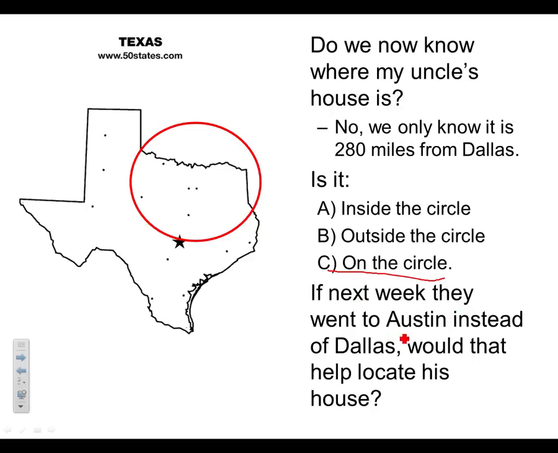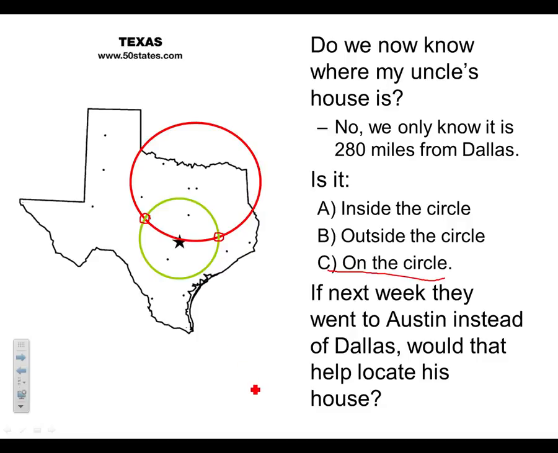If next week they went to Austin instead of Dallas, would that help locate the house? Definitely, because then we could draw a second circle. Let's say we found that from Austin, it's 200 miles. So now we know it's somewhere on this circle. These circles cross in 2 places, so we know that my uncle either lives there or there. There are only 2 possible locations for my uncle to live. We don't know which one it is, but there's only 2 places at the correct distance from both cities.